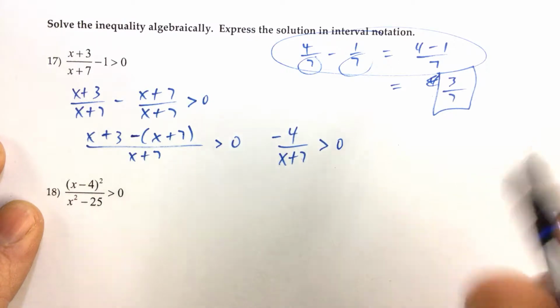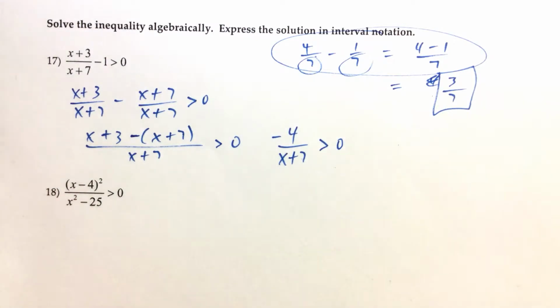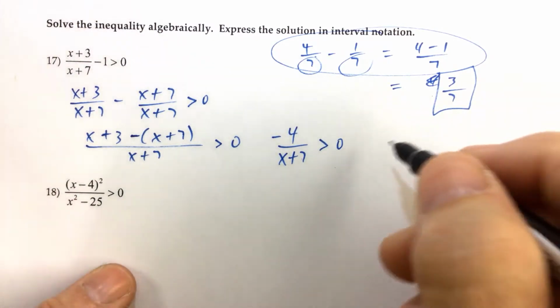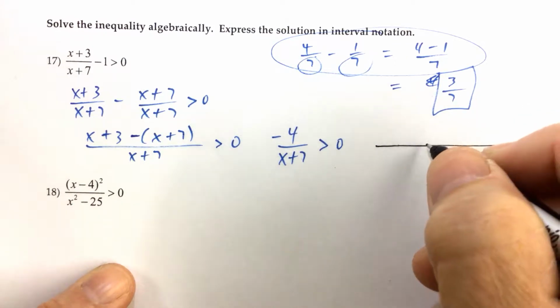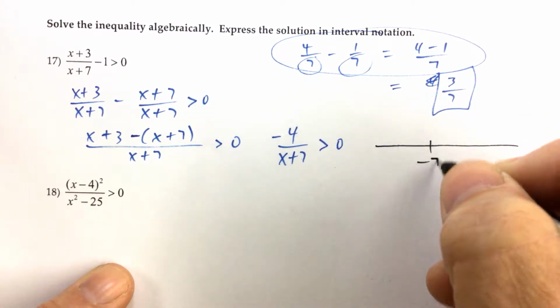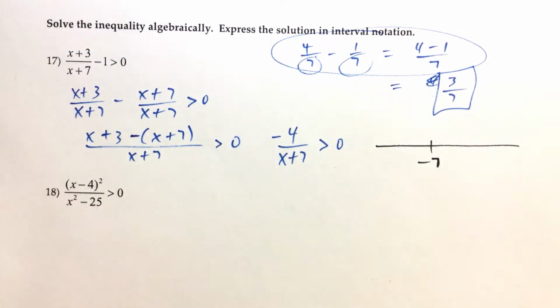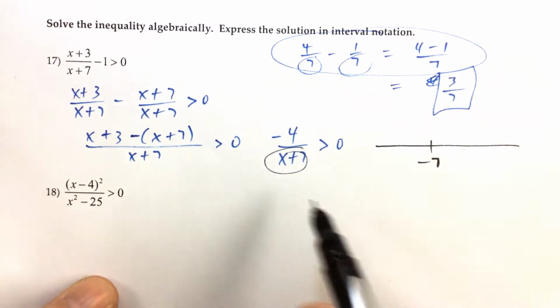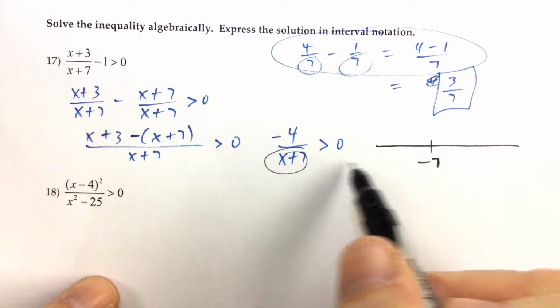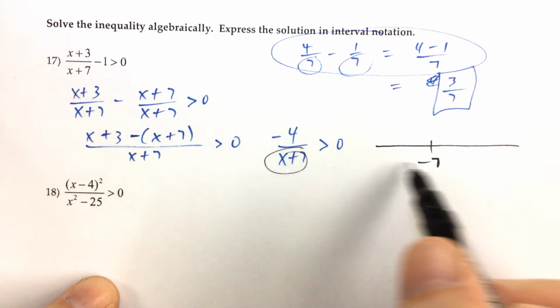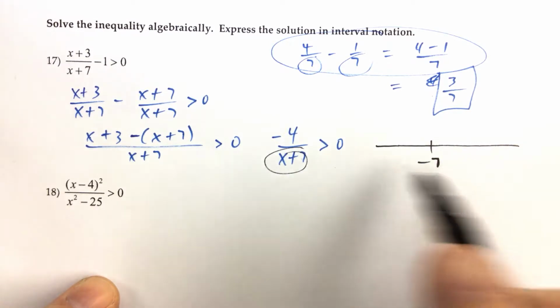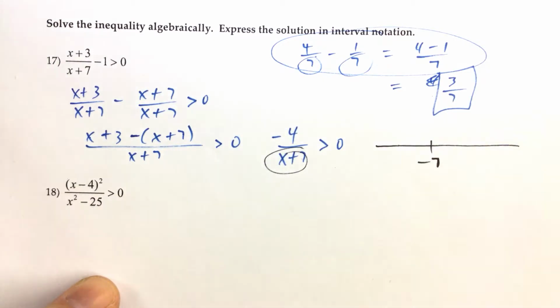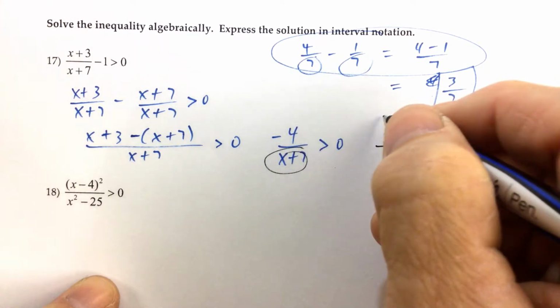So when is that greater than 0? Well, we have to set up a sign chart. Because our denominator's sign is changing, the only critical number on our sign chart is negative 7, because that's where the denominator changes sign as you move from the left of negative 7 to the right of negative 7. The numerator is always negative 4.